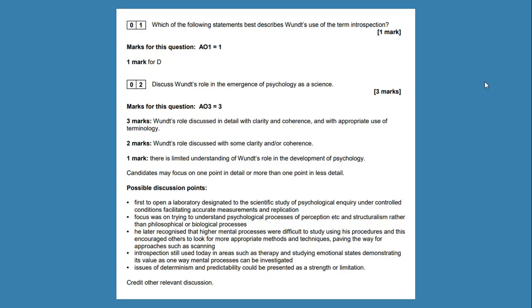So that's the first 2 questions. So you've got the multiple choice and Wundt's role in psychology as a science. That second question is a 3-mark question. You could get 3 marks by making 2 of those points from the list at the bottom and just explaining them clearly. You do not need to use all 5 of those points.